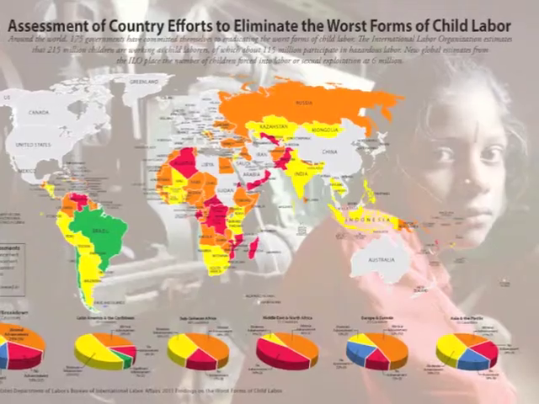We still have 215 million children working in child labor. 115 million of those are in the worst forms of child labor. That's far too many, and the progress is far too slow for us to meet the goal of eliminating the worst forms of child labor by 2016.